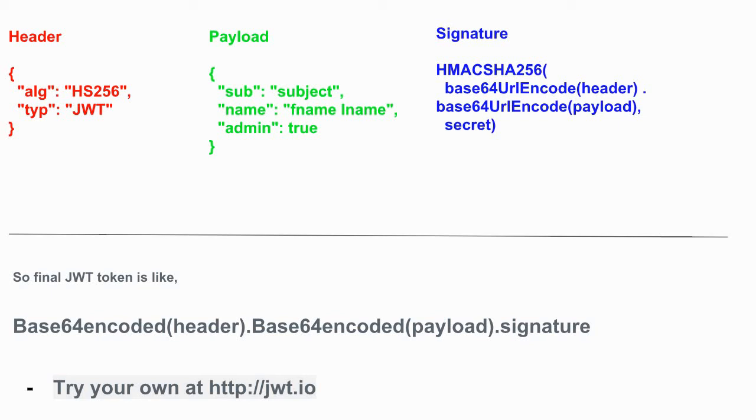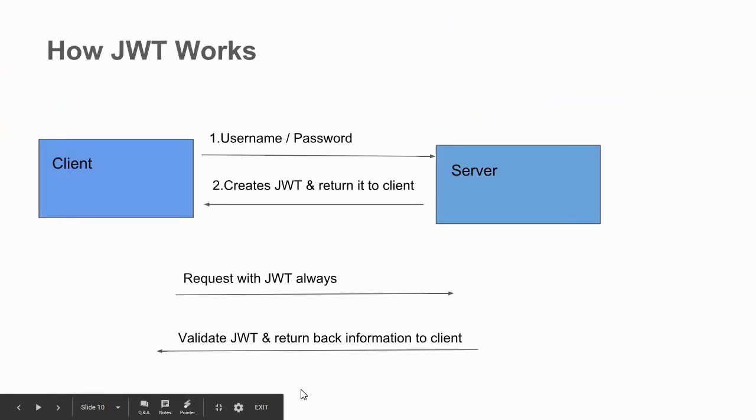Now let's put all these three components together: header, payload, and signature. We have created all these three components. So now we just have to combine these three components with period sign. So base64 encoded header dot base64 encoded payload dot calculated signature, which will form the final JWT. You can try creating your own JWT through the browser at jwt.io.